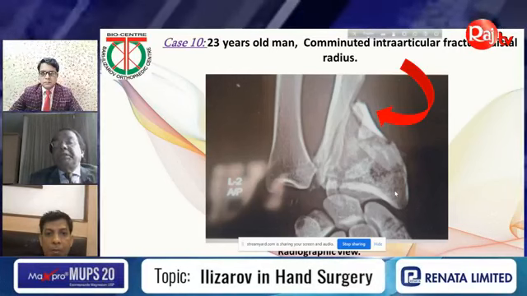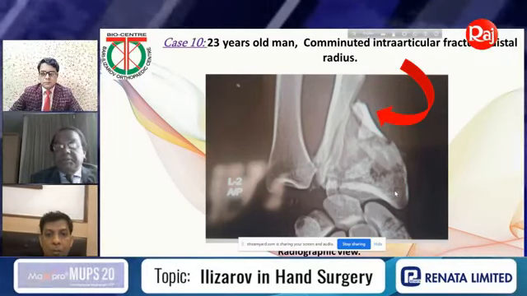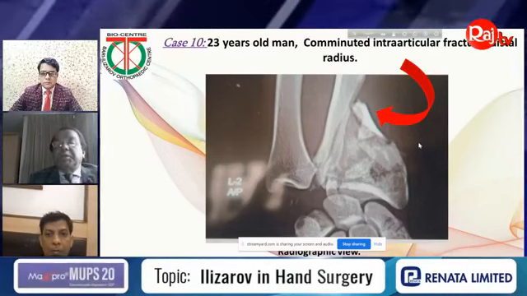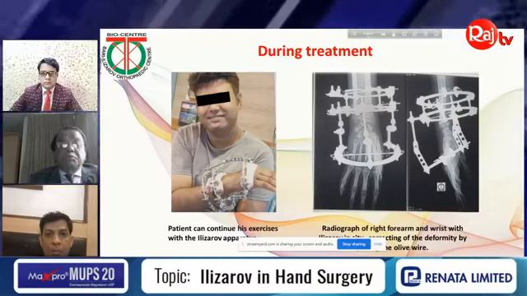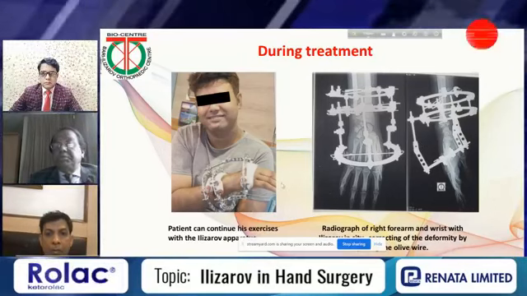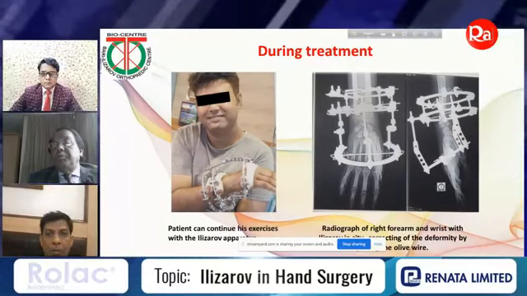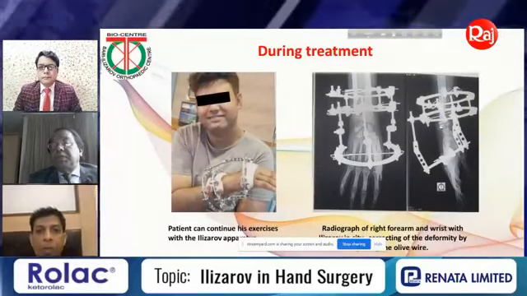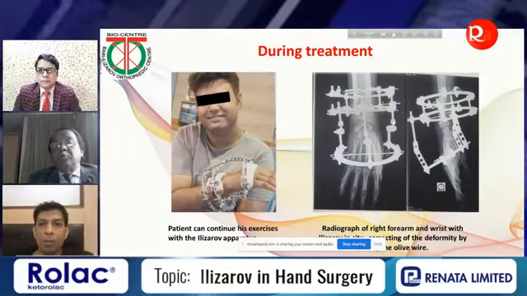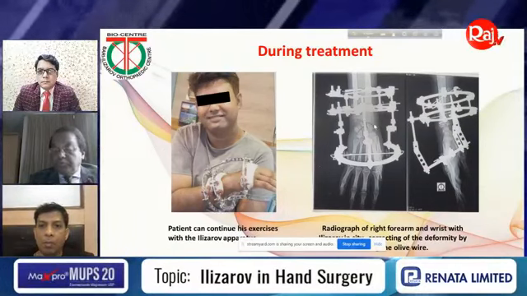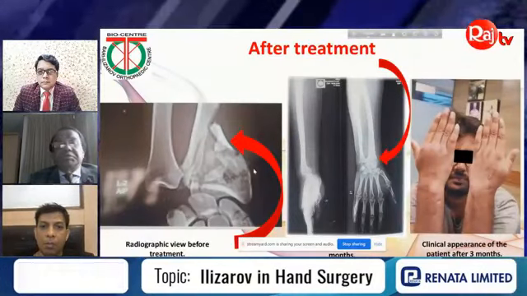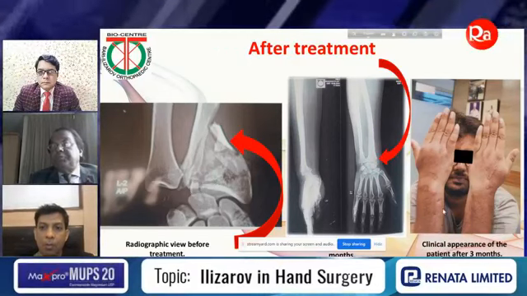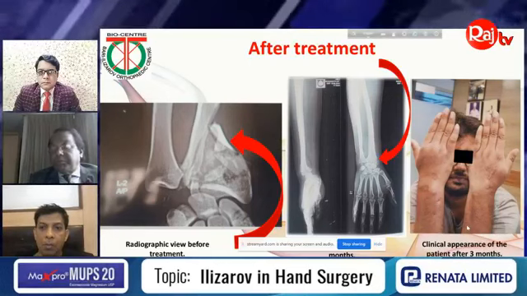So these are the comminuted intra-articular fractures of the distal radius. You can see here, a difficult case, very difficult case. Ilizarov fixator is always good for this kind of combination. And see how I have corrected this one with the bow, two rings here, and you can correct this one. Look at this lateral view and look at the AP view. Now, this situation from that situation, with the clinical appearance of the patient, you can just see after 3 months follow-up.